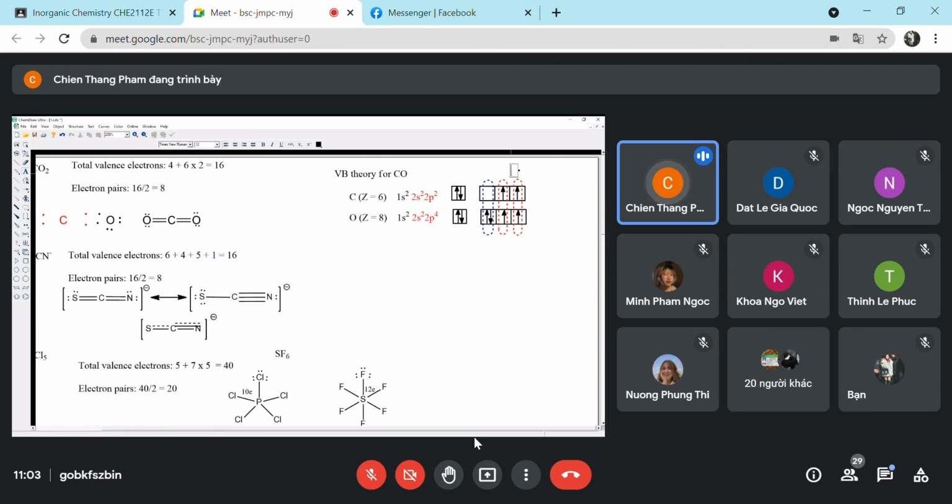So this one is a covalent bond. What is it for the blue one?